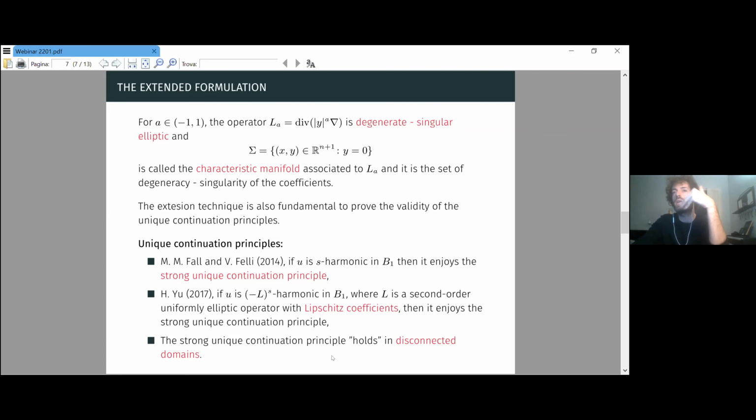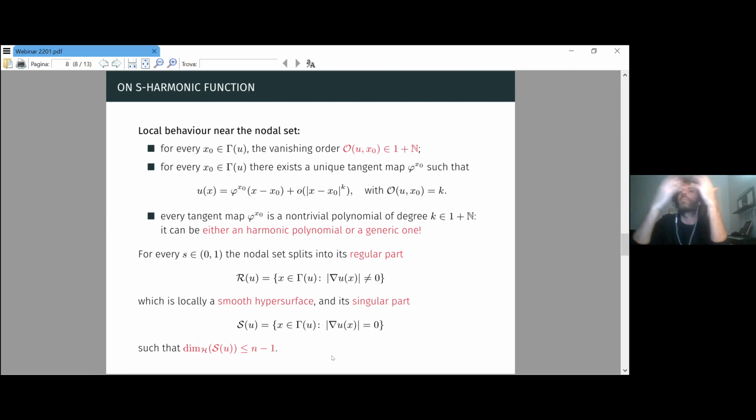So by this result, you can move on and study the local properties of your function. You can prove that your function behaves similarly to the local case, at least in terms of the vanishing order: the vanishing order is a finite number, greater than or equal to one, an integer. Then you can prove that your function satisfies a Taylor expansion near the nodal set. So u of x can be written as a polynomial plus a lower order term, where k is the vanishing order.